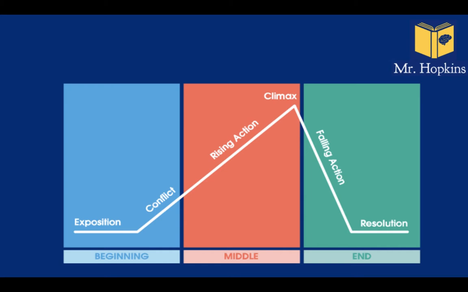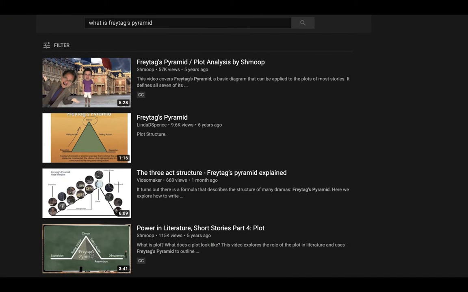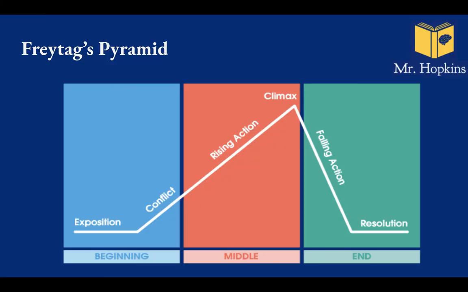There's exposition and conflict in the beginning. In the middle, the action rises and hits a climax, and then at the end, there's a falling action and resolution or denouement. It's known as Freytag's Pyramid. Now, if you want to know more about this, please go and look on the internet. If you want to understand a little bit more about Freytag himself and how he came up with this pyramid, there's plenty of videos on YouTube, but I'm not going to discuss them now. I'm just going to talk about the pyramid itself.